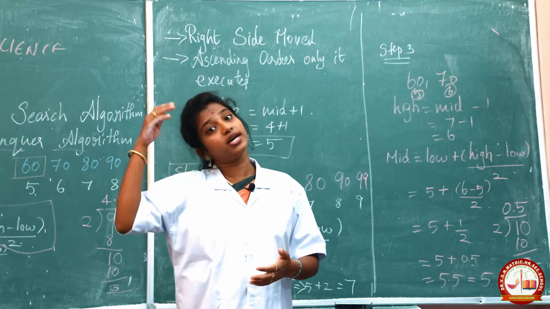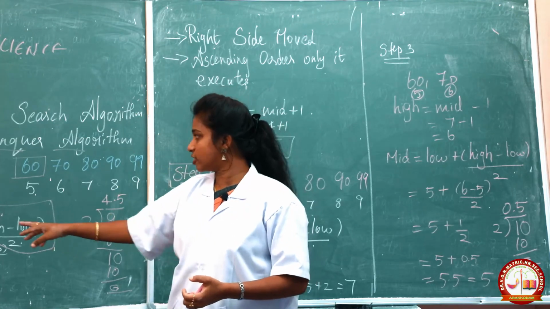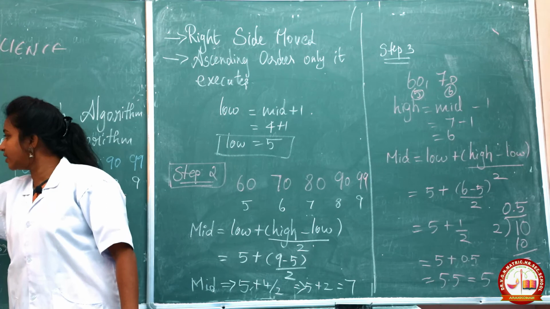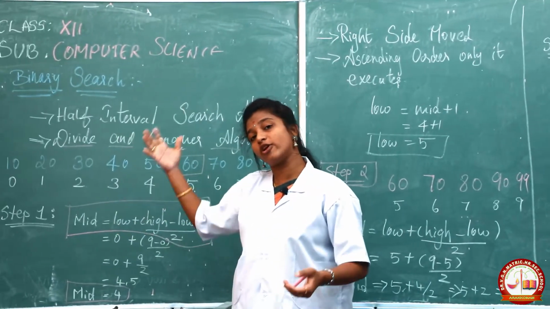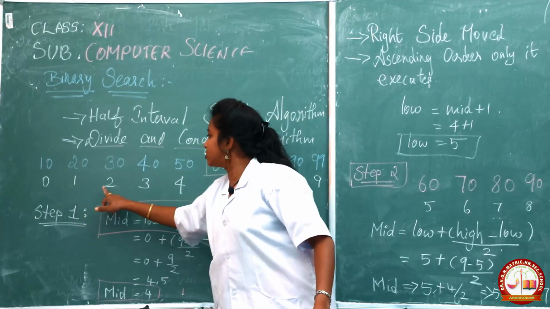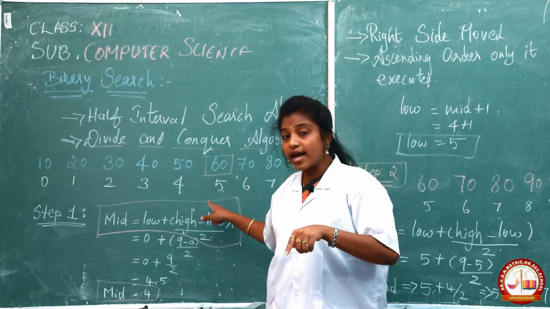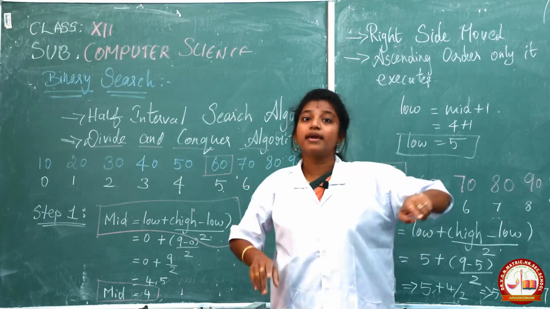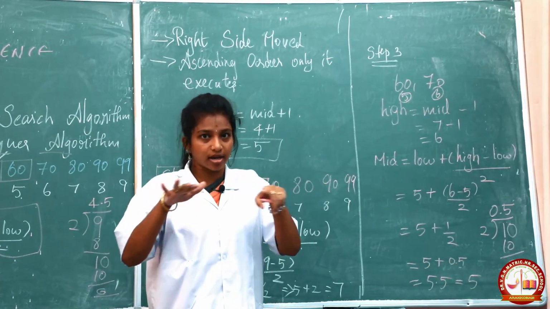If we use the linear method, our system will first check the value here and then here, and so on. How many steps does linear searching go through? Step 1, step 2, step 3, 4, 5, 6. Only at step 6 did we get the answer in the linear search, but in the binary search we got the answer in step 3 itself. So this is the conclusion.